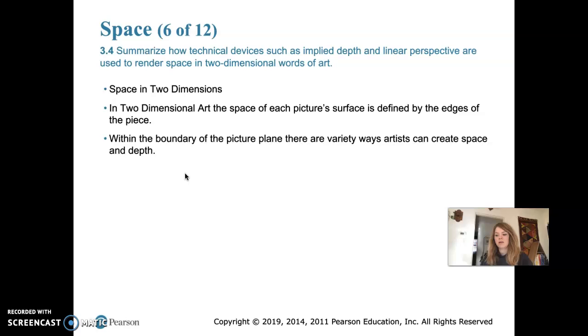So say they're trying to draw a landscape, how do they make it look three-dimensional, even though they're doing it on a 2D space? So that's kind of tricky for artists.